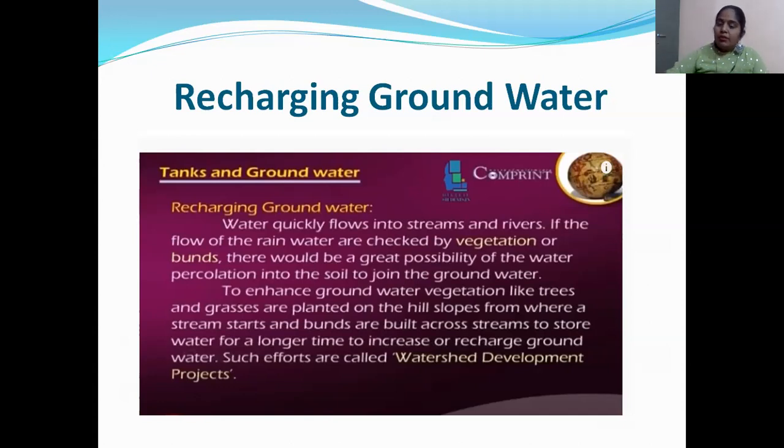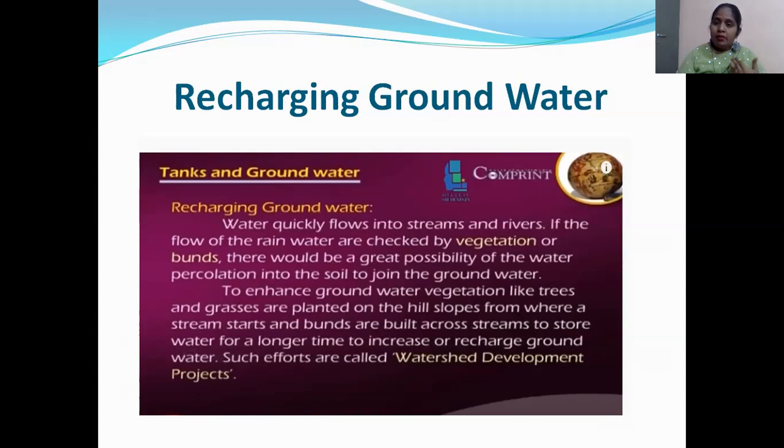And by constructing the bunds, as in the previous session we learned about tanks, same thing. By constructing the bunds also, we can store some percentage of the water. To enhance groundwater, vegetation like trees and grasses are planted on the hill slopes from where our stream starts, and bunds are built across the stream to store water for a longer time to increase or recharge groundwater. Such efforts are called watershed development projects.